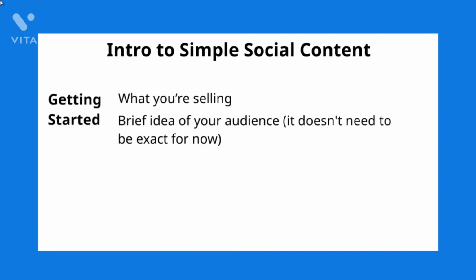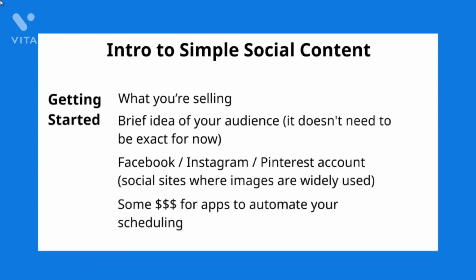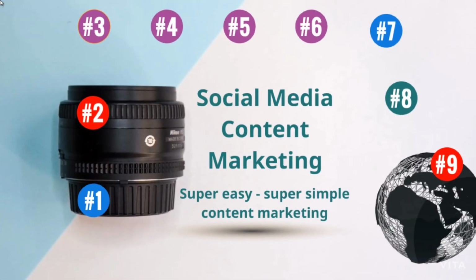You also need to have a brief idea of your audience. It doesn't need to be exact for now. We'll clarify that. But have a brief idea. Start painting a picture of what your audience looks like. And of course, you'll need some money for apps to automate your scheduling. If you're low on money, you can definitely post the images and content yourself without scheduling them. With that said, let's move on to the next video.